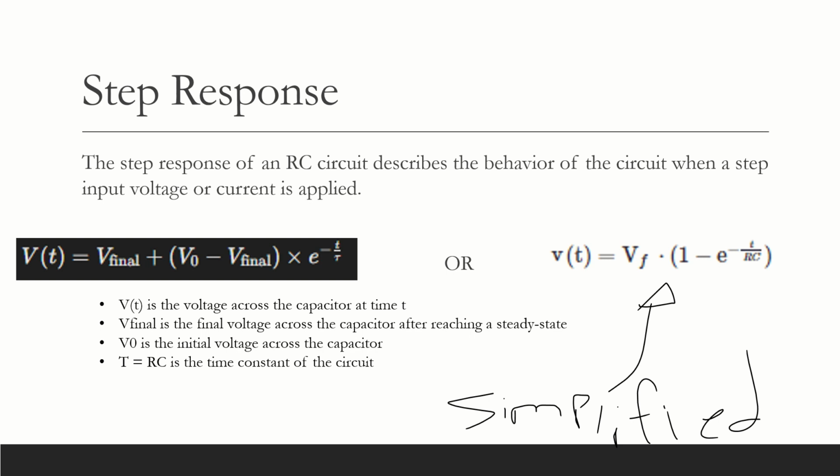Step response. The step response of an RC circuit describes the behavior of the circuit when a step input voltage or current is applied. And below we have the general formula and a simplified formula. Through these, we see that V(t) is the voltage across the capacitor at time t. V final is the final voltage across the capacitor after reaching a steady state. V0 is the initial voltage across the capacitor, and tau equals RC, the Greek letter, is the time constant of the circuit.